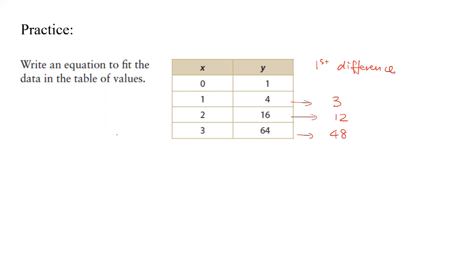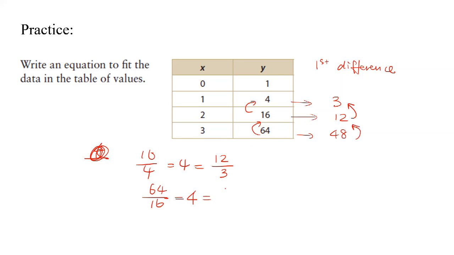So note here 16 over 4 is 4, which is equal to 12 over 3, right? And also 64 over 16 is also 4, which equals 48 over 12. So that means the differences are proportional. So we can consider modeling this data using an exponential function.